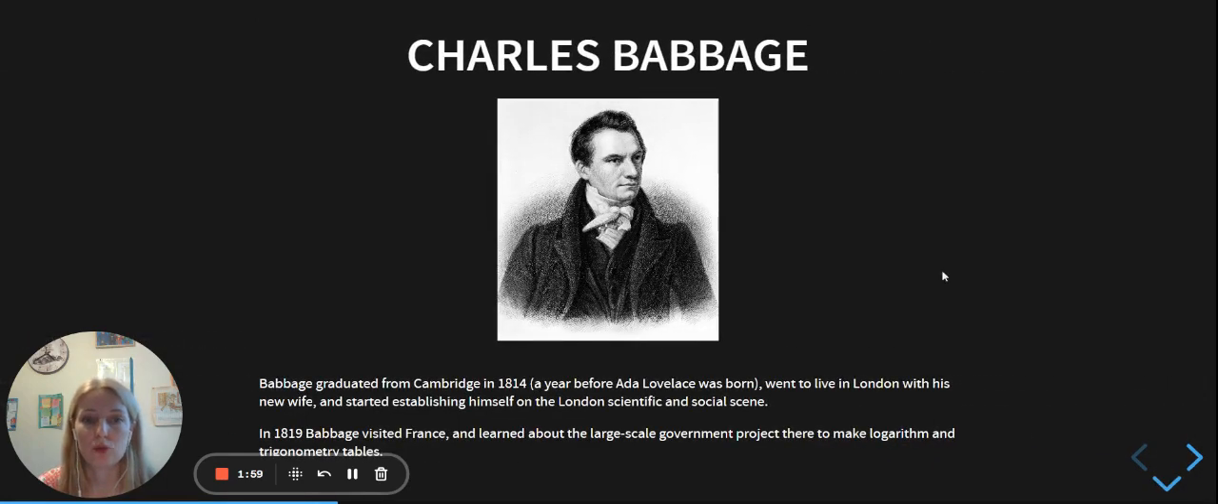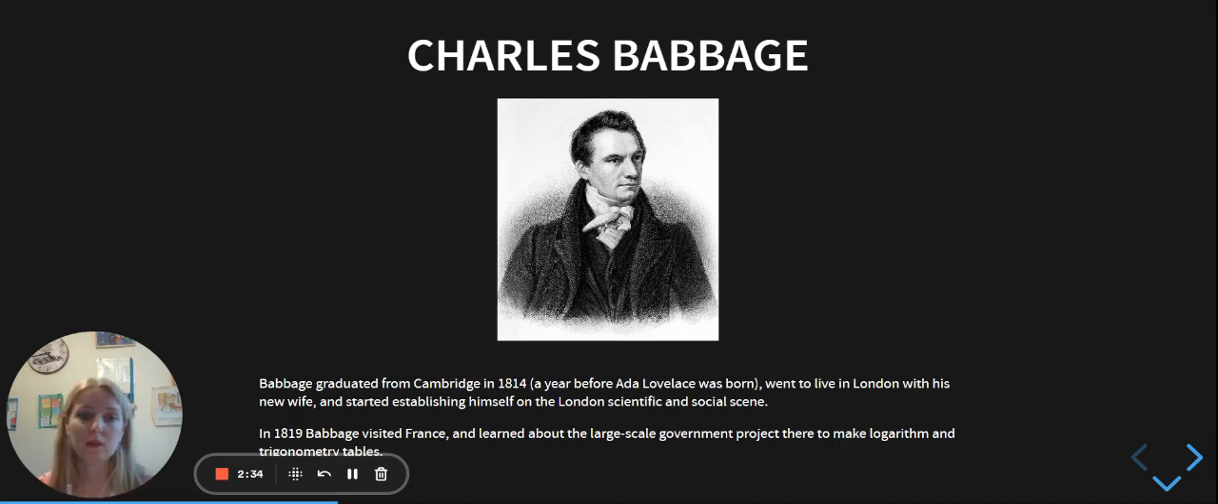What about Charles Babbage? His father was an enterprising and successful goldsmith and a banker. After various schools and tutors, Babbage went to Cambridge to study mathematics. He graduated from there in 1814, a year before Ada Lovelace was born, and then he went to London with his new wife and started establishing himself on the London scientific and social scene.